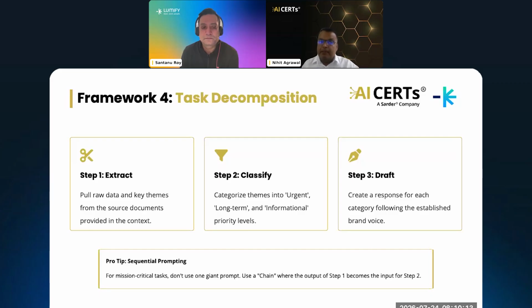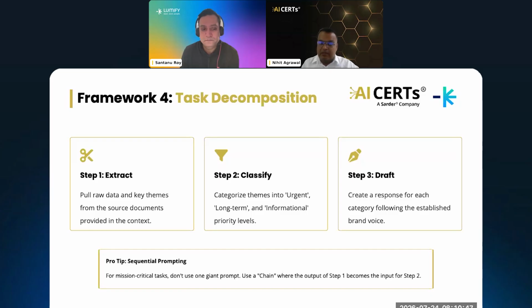Now, what will be the next step? The next step is to classify. Once the information has been extracted, we organize it into meaningful categories like urgent, long term, or informational. By classifying the information, we create structure and priorities. Instead of dealing with a large collection of disconnected facts, now AI can understand which item requires immediate action, which supports future planning, and which simply provides background information.